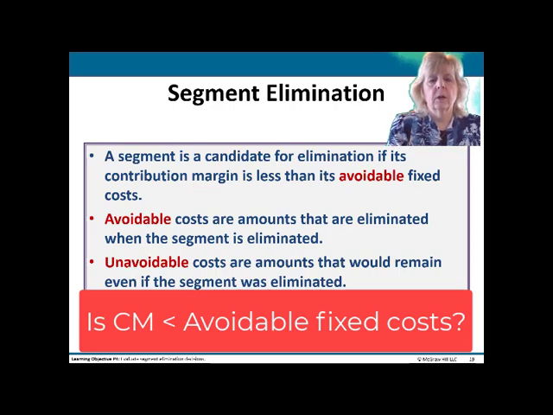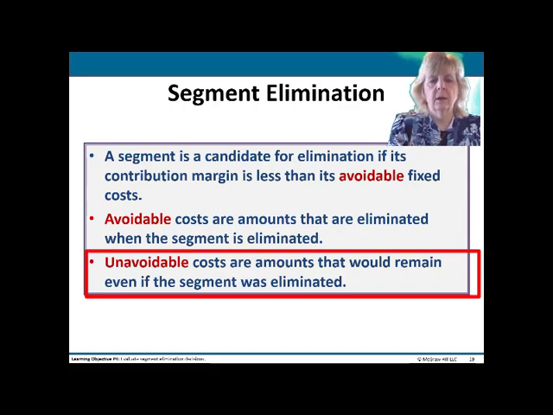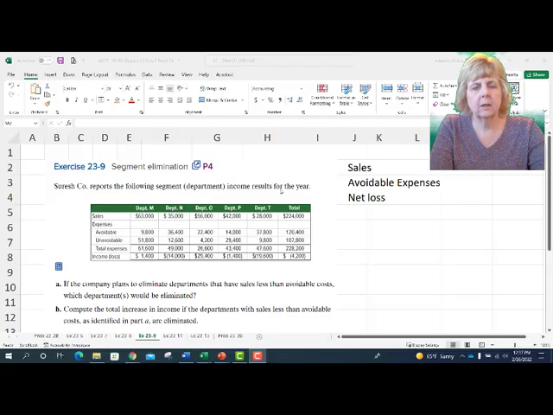So these definitions were covered fairly well by the author. Avoidable costs are amounts that are eliminated when the segment is eliminated. In other words, if the segment goes away, those costs go away. Unavoidable costs are amounts that would remain even if the segment was eliminated. Suresh Company reports the following segment or departmental income results for the year. You can see that there are 5 departments. My eyes immediately go to the last line, and the last line shows me that there are 1, 2, 3 departments with potential net losses.